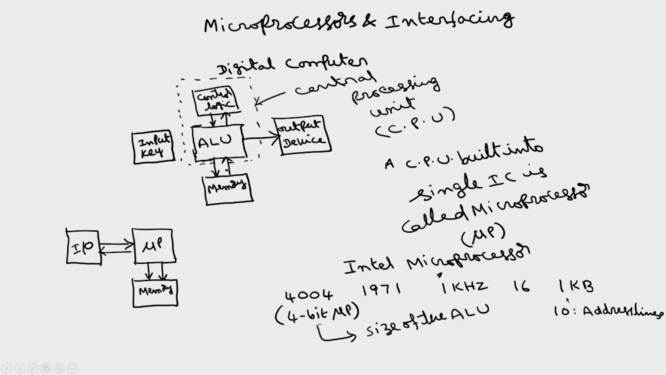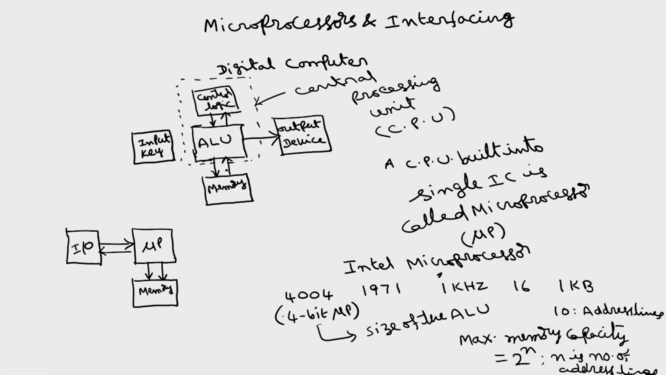The relation between the number of address lines and memory is that the maximum memory capacity is equal to 2 raised to the power of n, where n is the number of address lines. And the number of data lines will be decided by this 4-bit microprocessor, meaning the number of data lines will be 4. So this Intel 4004 was the first Intel microprocessor, fabricated in 1971.